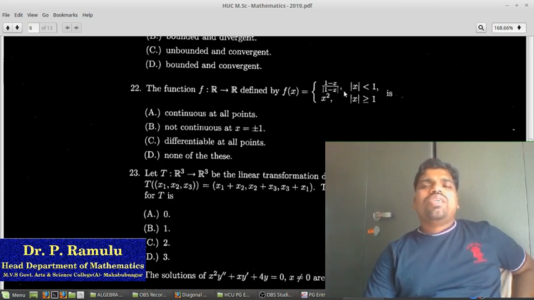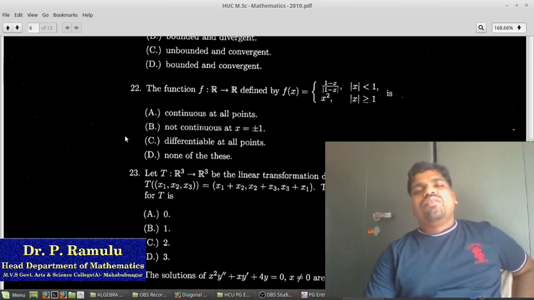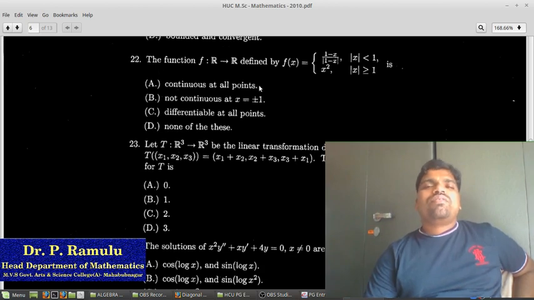It can be written as minus 1 less than x less than 1. It can be written as x greater than or equal to 1 and x less than or equal to 1. Okay, x less than or equal to minus 1. So left limit and right limit equal 1, and that equals f of 1. Therefore, this function is continuous at all points. So that means the answer is continuous at all points. You can take the left limit and right limit at 1 and at minus 1. You can verify.